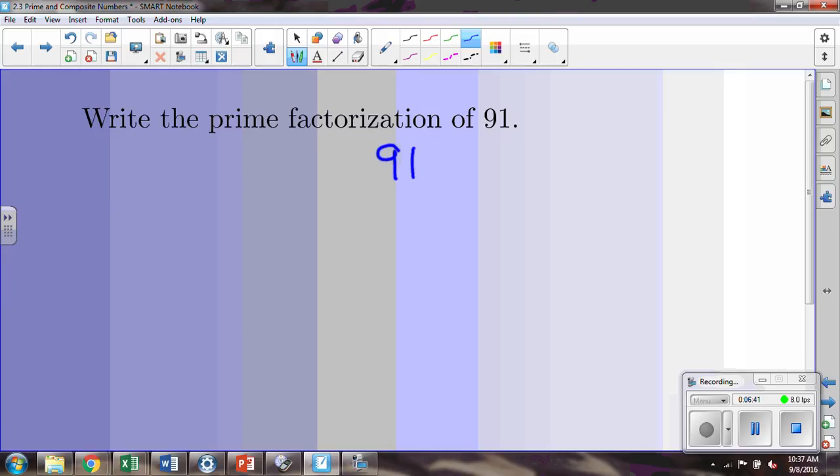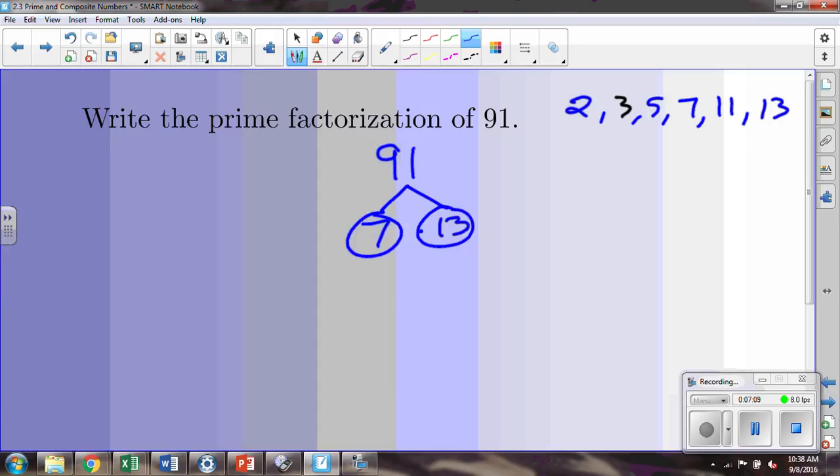You kind of have to keep in mind the prime numbers we're checking: 2, 3, 5, 7, 11, and 13. Do any of these work? A lot of times people won't recognize it, which is why the multiplication chart is helpful. I've seen some students already start checking them, and on their multiplication chart they saw that 91 is actually equal to 7 times 13. And so, since those are both prime numbers, our prime factorization is 7 times 13.